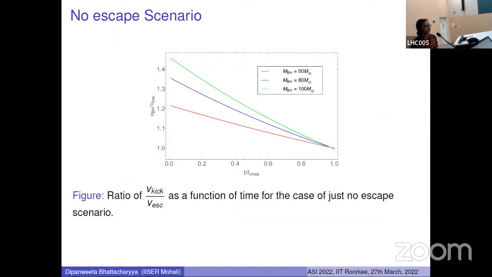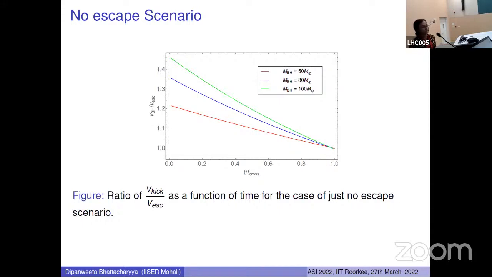And this is the plot for the velocity as a function of time for these three masses in this no escape scenario. We can see here that at t by t cross equal to 1, it reaches exactly 1. That was our condition here. So we can see the higher mass black hole starts from a higher peak velocity, then it reaches the escape velocity. So this is a no escape scenario. That means the globular cluster will trap the black hole there.